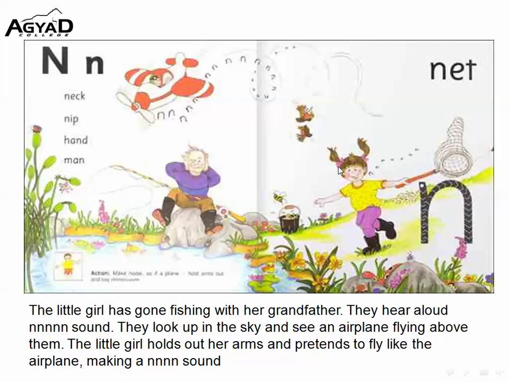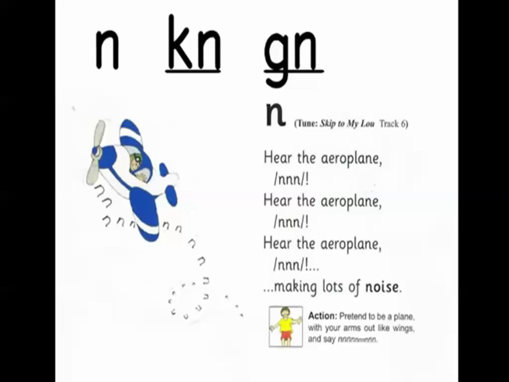The girl got so excited and she started to run, holding her hands out like the aeroplane and doing the sound. While running, she started to sing. What did the girl sing? She said, "Hear the aeroplane, hear the aeroplane, hear the aeroplane, making lots of noise." So let's listen to the song together.